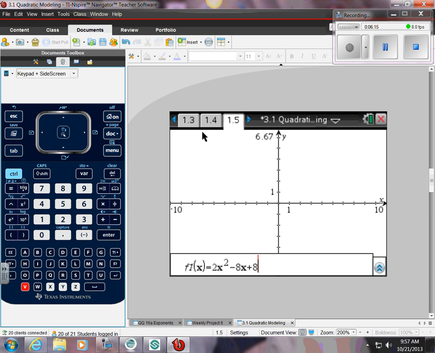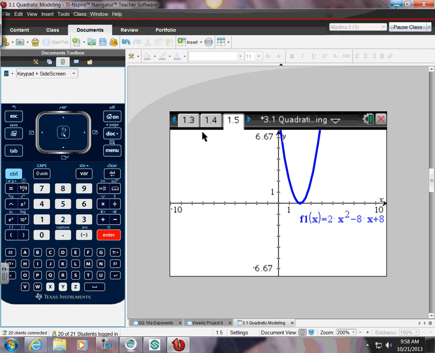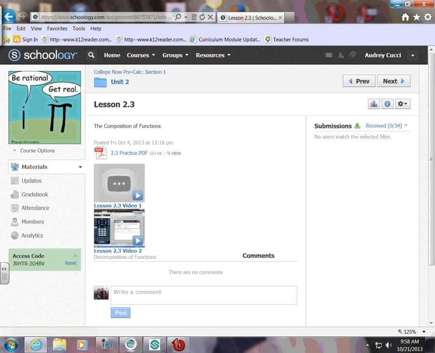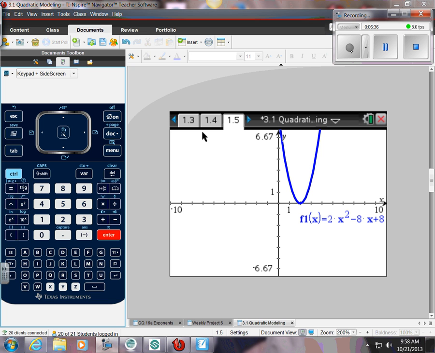How do I graph it? Enter. Okay, so what did I need to find again? Vertex, axis of symmetry, domain, and range. I have a lot of tabs open. Okay, so I want to find all of that information, right? What tool in my calculator allows me to find that information?